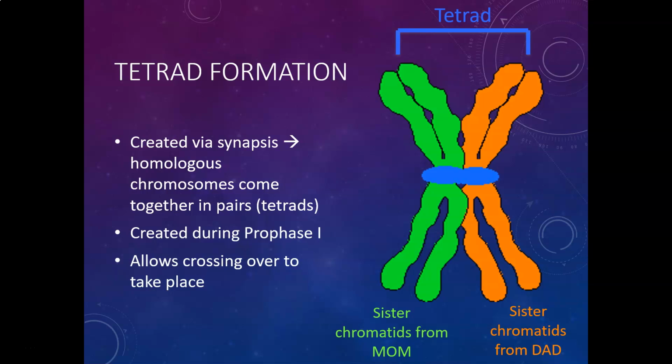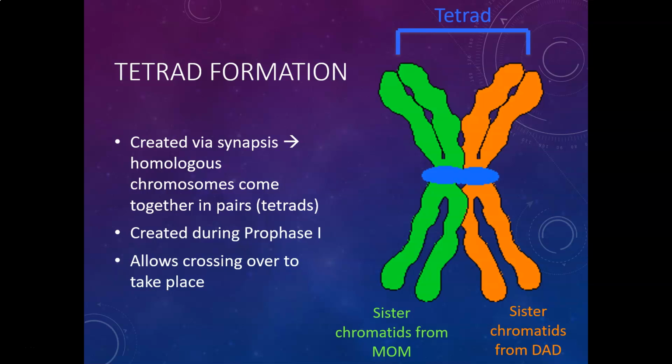So in order for this to work, these homologous pairs have to synapse together. They have to come together and create this tetrad, and this is going to happen during prophase 1. The other major component here isn't just about lining these two up so that they're connected and we split them during metaphase 1 and get the homologous pairs in separate cells. That's only half the story.